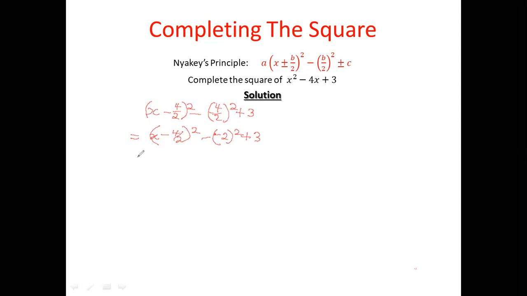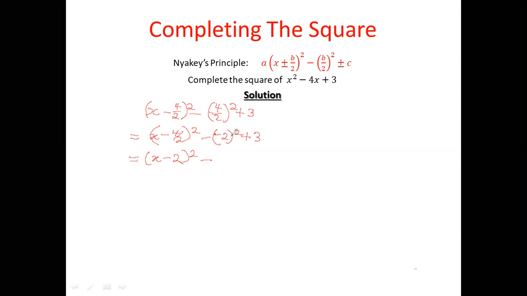Then we continue. Minus 4 over 2 is minus 2. So we have x minus 2 all squared minus, now there are two negatives here. One is inside the bracket, one is outside the bracket.